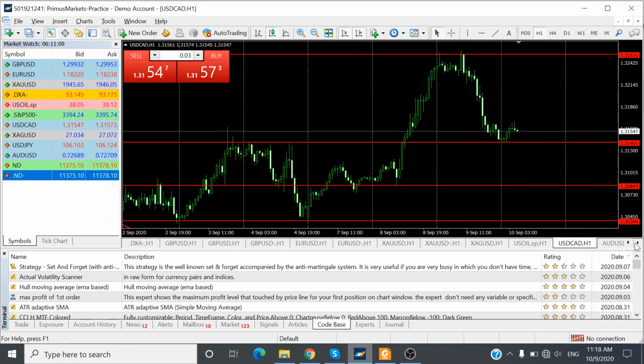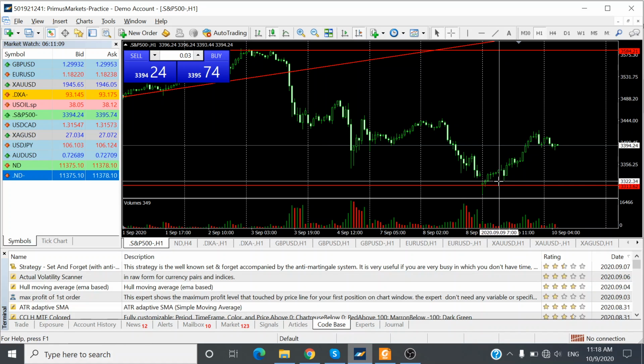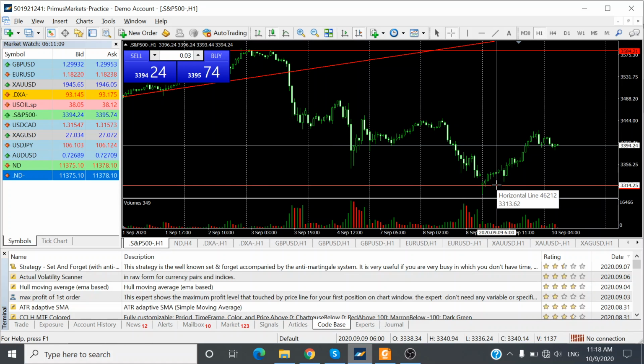Okay, so yeah, there was a decent recovery also for the equities and US indices. Yesterday we saw the S&P 500 coming up from a support level of 3314 all the way to a high of about 3424, moving up about 110 points.